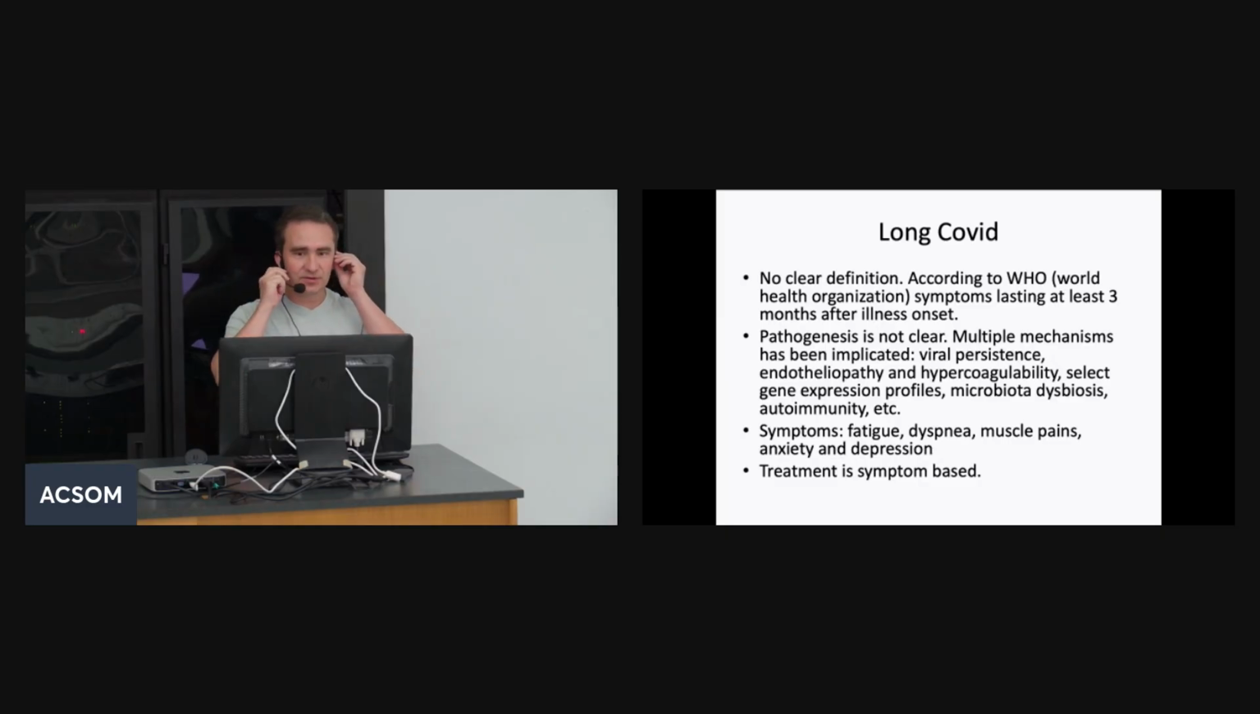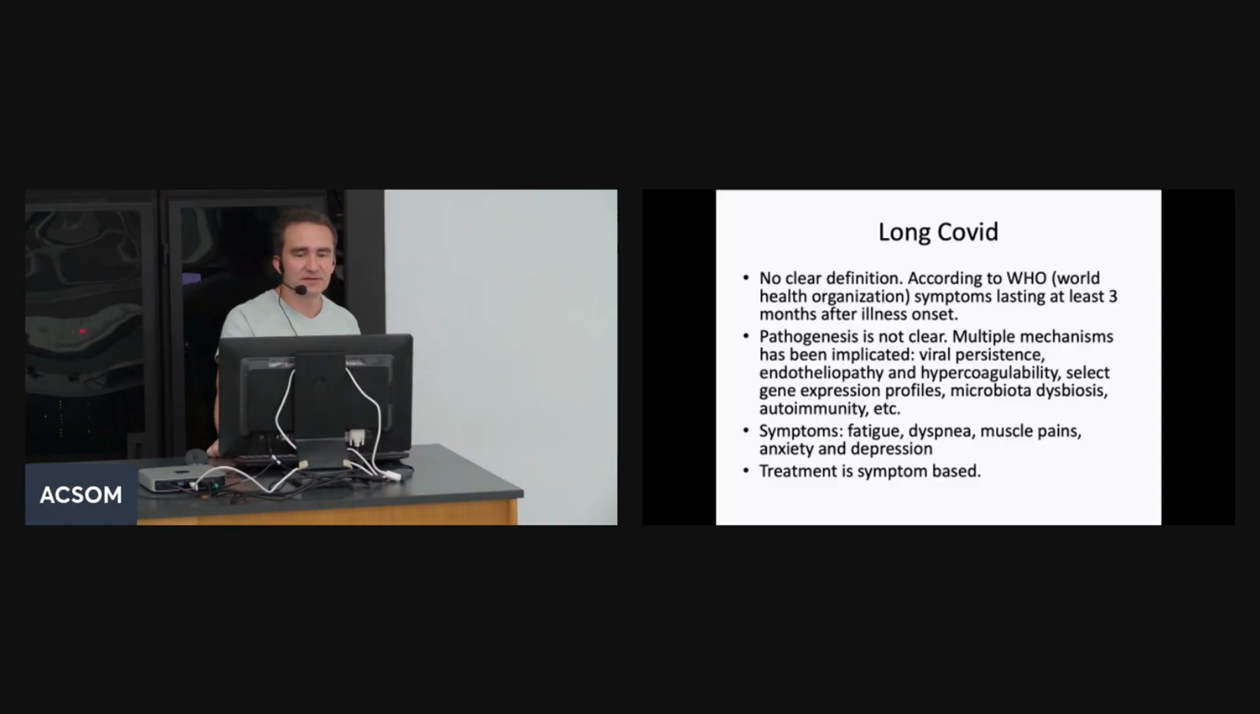I'll just mention long COVID. There is no clear definition, and it's not very common, so the individual chance is not high. But because millions of people were infected, even with a 1.5% chance, there were still a lot of people who would have symptoms lingering for at least 3 months. And the pathogenesis is not clear.